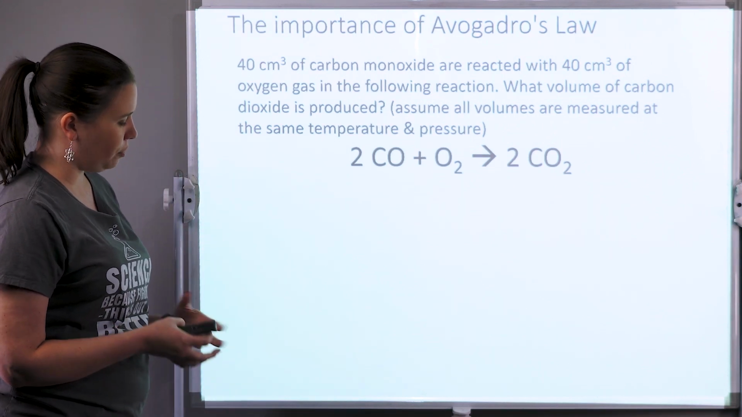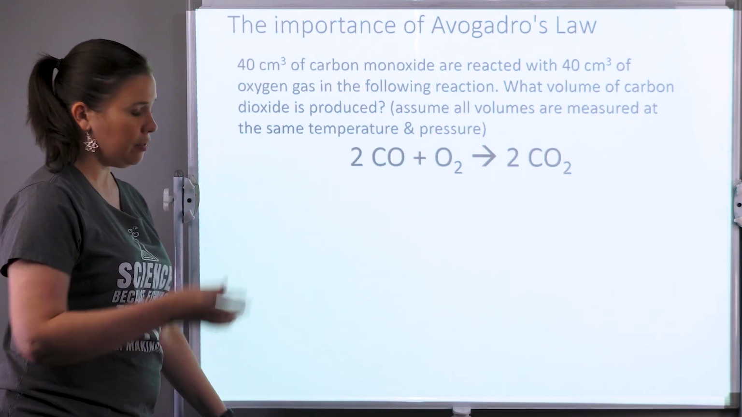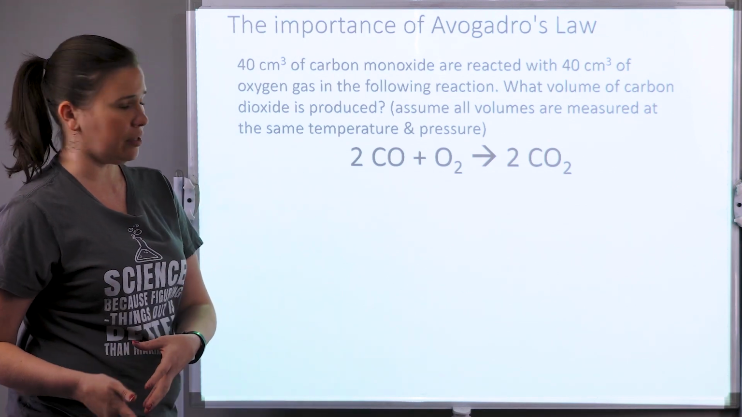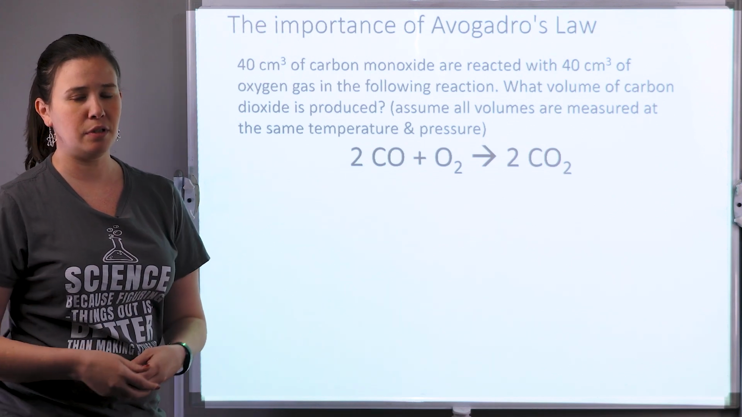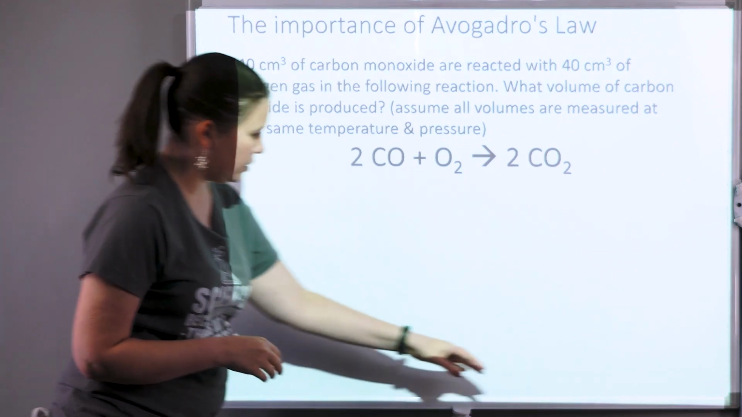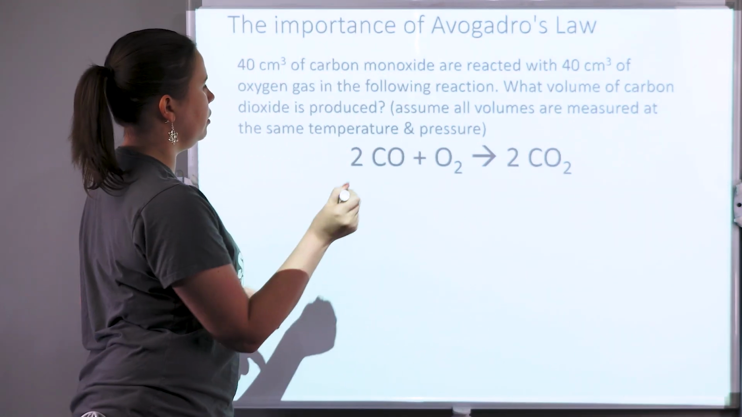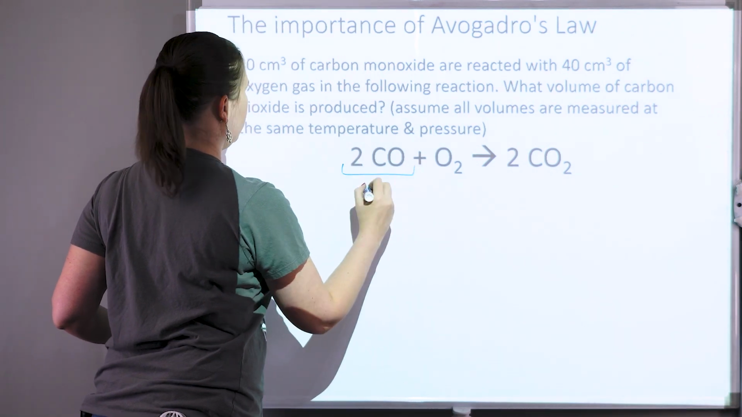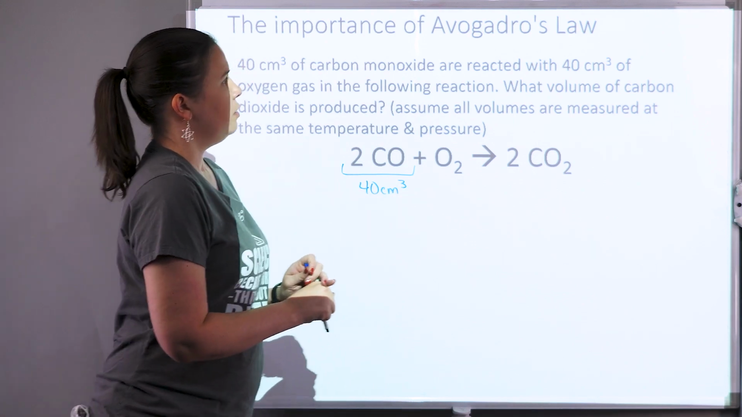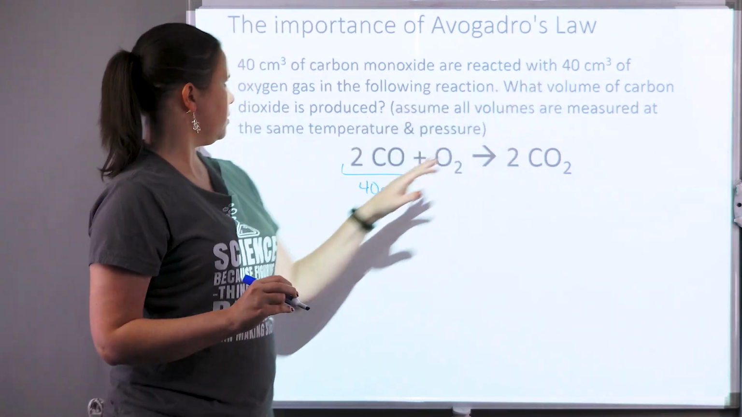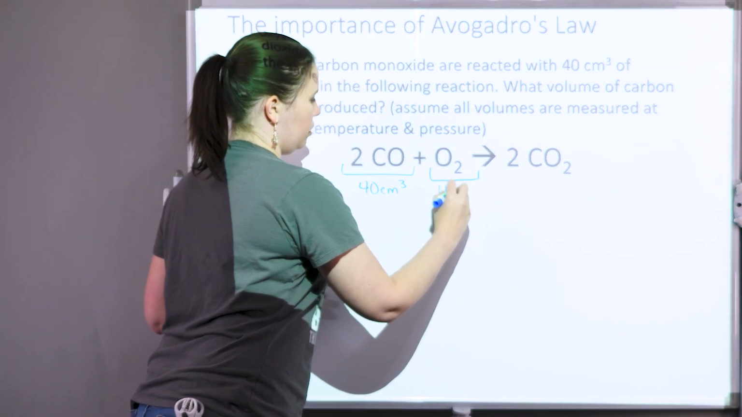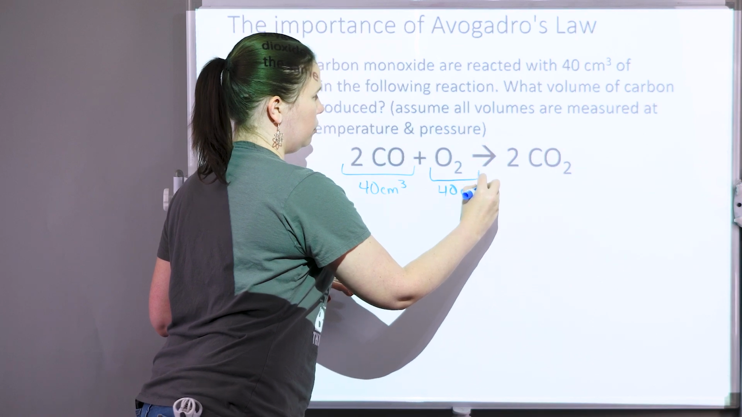So now let's look at a problem just with this idea that equal volumes would be consistent for an equal amount of gas. Keep in mind that amount is typically measured in moles. So we have 40 cubic centimeters of carbon monoxide. I'm going to go ahead and note that on my equation here. Carbon monoxide, 40 cubic centimeters. Then it also says it reacts with 40 cubic centimeters of oxygen gas. So my oxygen is also present initially at 40 cubic centimeters.